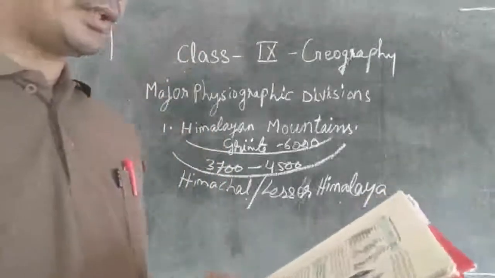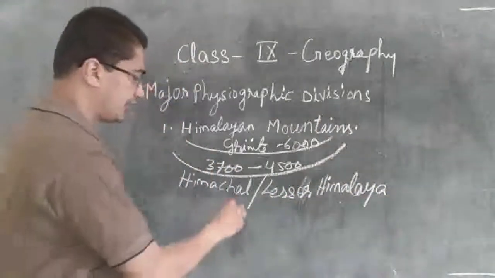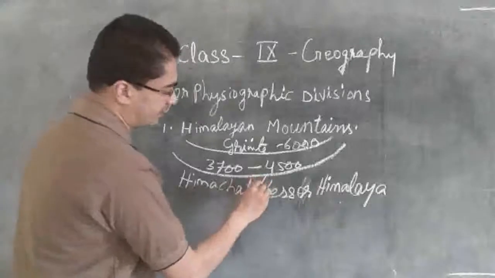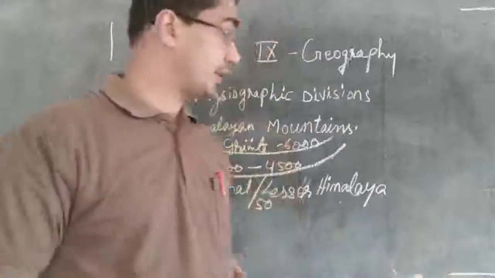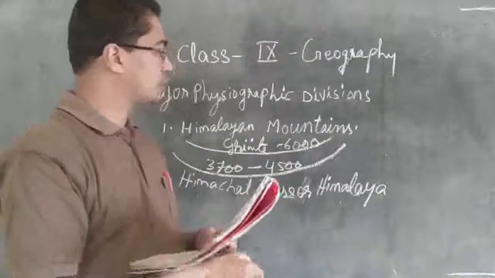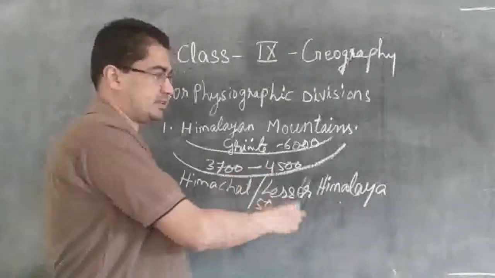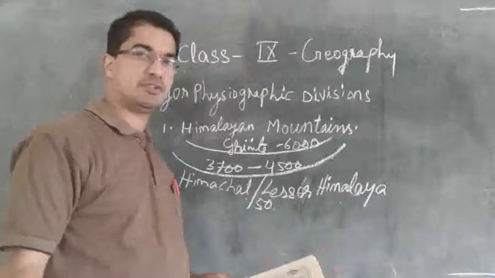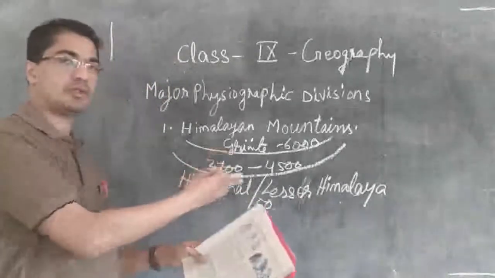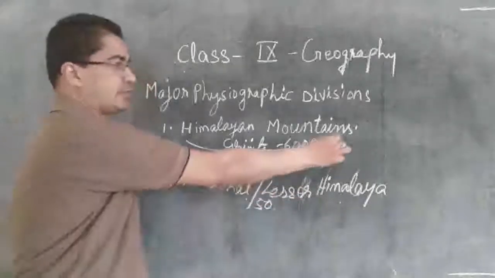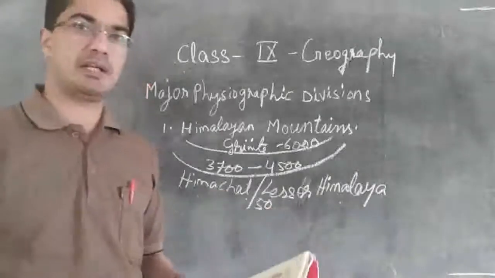And the average width is 50 kilometers. How wide is it? It is just 50 kilometers. And earlier we said the total width of the Himalayan mountain, including all the three ranges, when it reaches Arunachal Pradesh, will be 150. So here we are talking only about the second range, not about the whole Himalaya, but only the second range of the Himalaya, which is called Himachal or Lesser Himalaya. You follow?